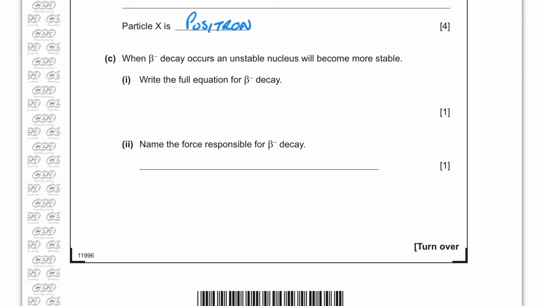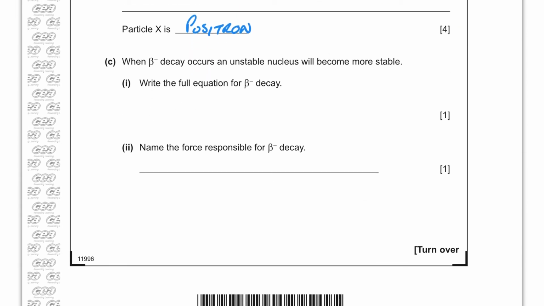Part C then. When beta-minus decay occurs in an unstable nucleus, it will become more stable. Write the full equation for the beta-minus decay. So remember, in beta-minus decay, you've got a neutron decays to a proton plus an electron plus an antineutrino. And so you just write the equation for that. So we've got our neutron decaying to proton plus electron plus anti-electron neutrino. That is our beta-minus decay equation.